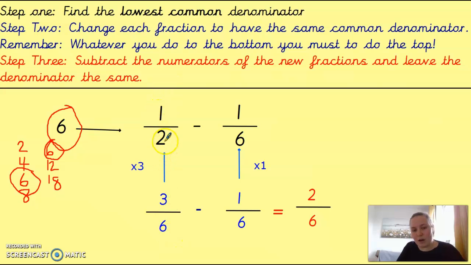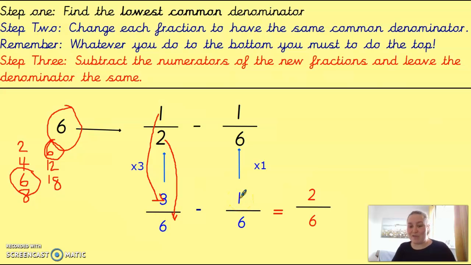So changing 1/2, we look first at the 2. 2 to 6, what do we times by? We times by 3. So then we do the same to the top. 1 times 3 is 3. In this one, it's already over 6, so we just leave it. It's the same as timesing by 1. Then you've got 3/6, take away 1/6 equals 2/6, because the denominator stays the same and you just do 3, take away 1.